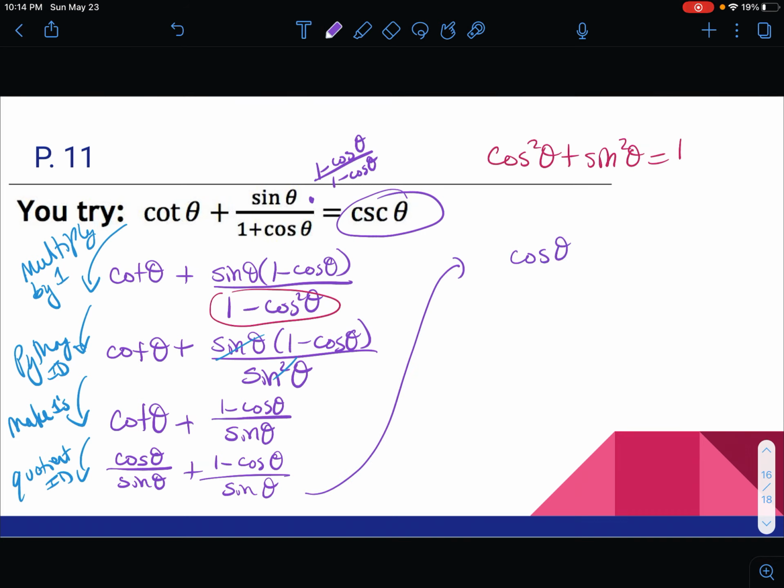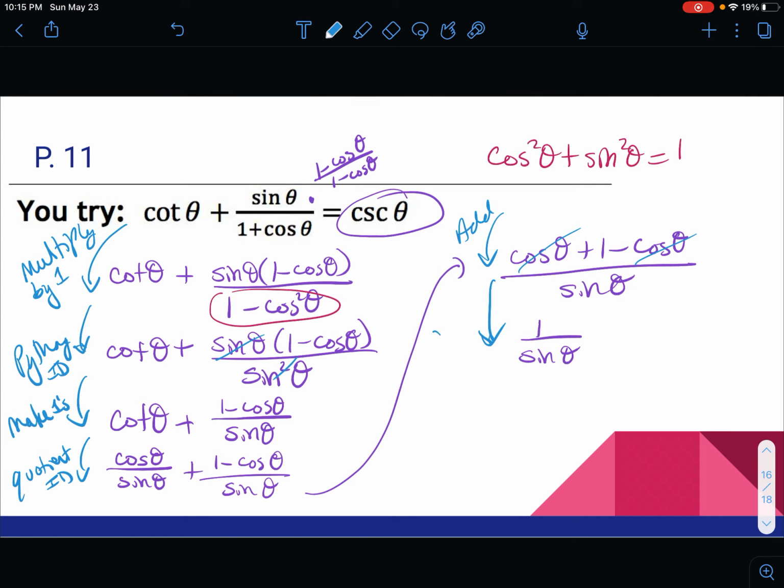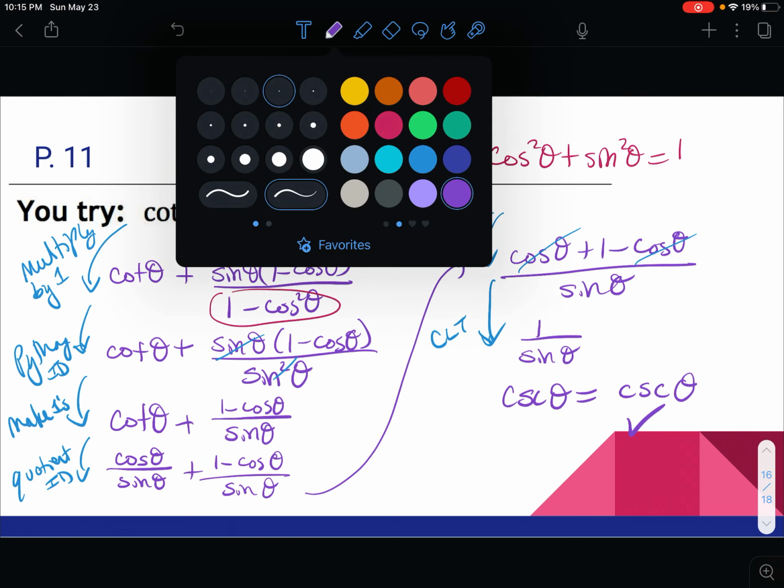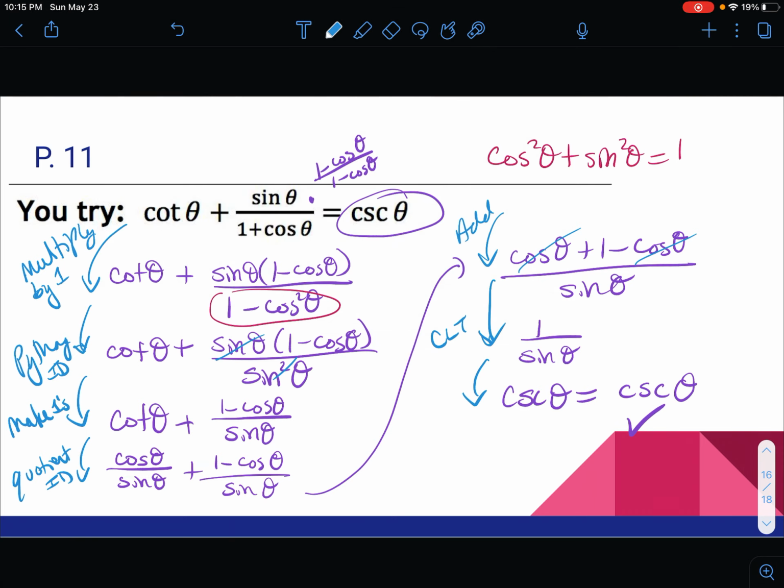Now we can do some canceling. And that's just when we combine those like terms. So 1 over sine theta is because of combining like terms. And now we can say cosecant theta equals cosecant theta, and that is due to the reciprocal identities. And now we're done.